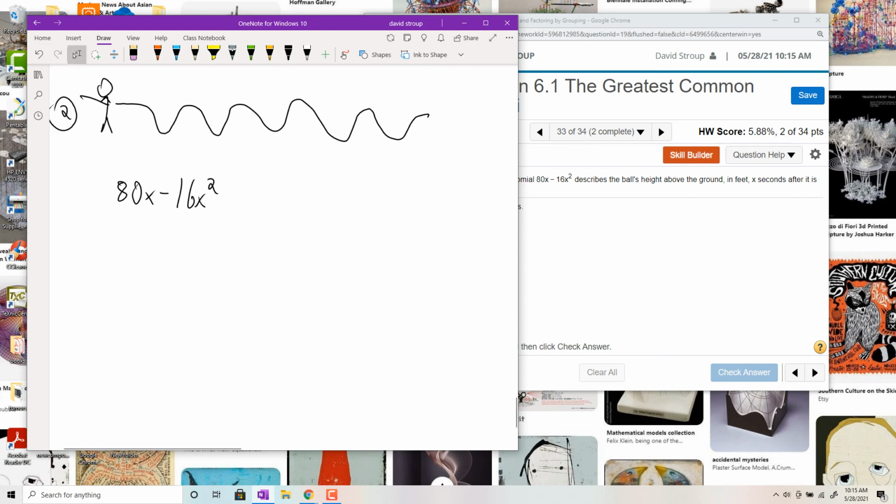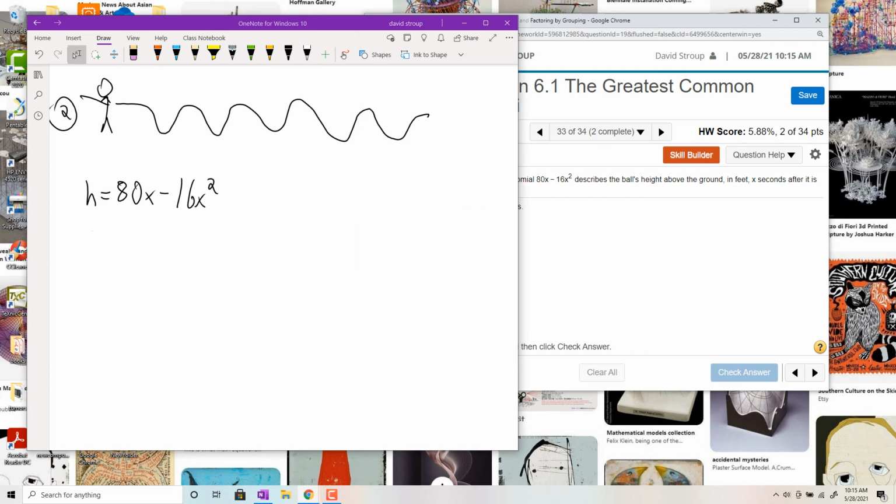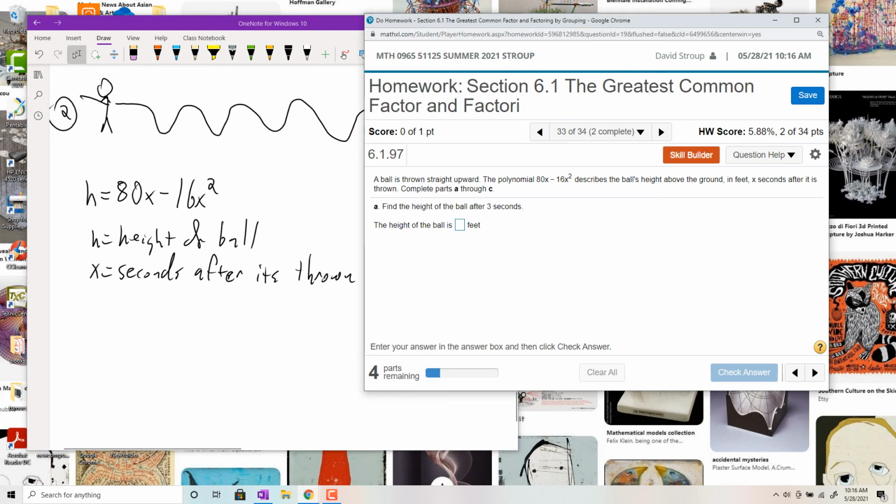So let's give this a name, h, right? In feet, x seconds after it is thrown. Right? So h is the height of the ball, and x is the number of seconds after it's thrown. So I like to write stuff down. It helps me as I read math. Reading math is not the same as reading a book, right? Whenever I do math, I need to have a piece of paper and a pencil right next to me. It's just the way it is. And it's not as quick as reading a book, okay?